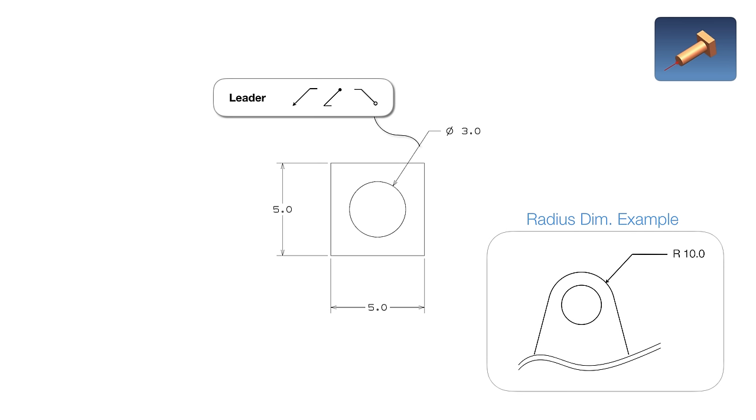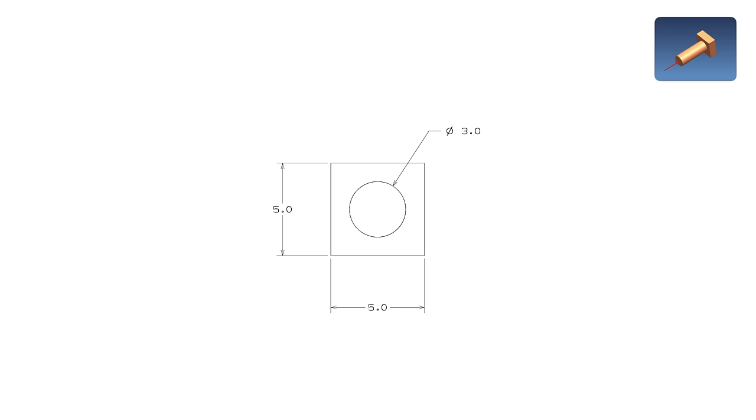The arrow that's used to point the dimension at the feature is called a leader, and a leader is just used to apply notes and dimensions when a linear dimension isn't suitable. This part's looking good. We've shown the diameter of the shaft and the square shape of the head, but we haven't shown the length of the shaft or the thickness of the head.